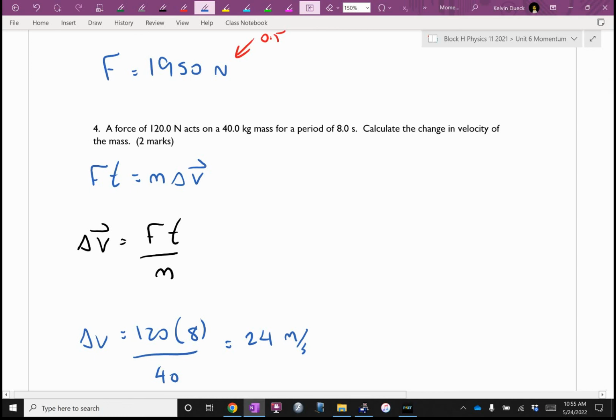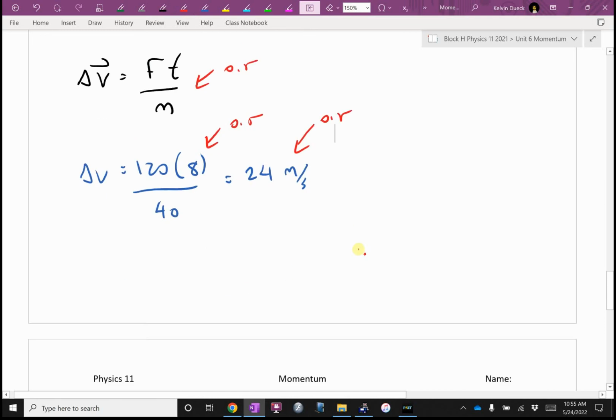If it was going 1 originally, now it's going 25. That's a change in velocity of 24. If it was going 5 originally, now it's going 29. That's still a change in velocity of 24. If you got that, 2 out of 2, otherwise I would probably go something like this. Half mark for that, half mark for that, half mark for that, and a half mark for the numbers.